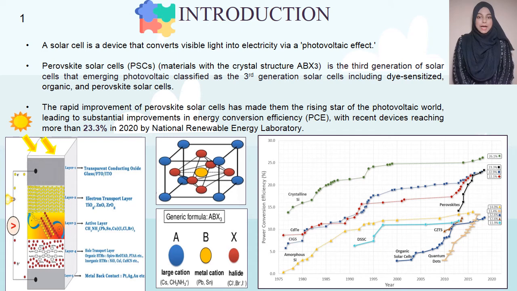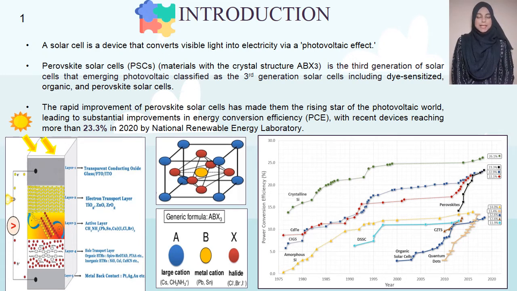Before I start, I would like to share a quick story about how solar cells work. A solar cell is a device that converts visible light into electricity via the photovoltaic effect. Perovskite solar cells, with a crystal structure of ABX3, are the third generation of emerging photovoltaics, classified together with dye-sensitized and organic solar cells.